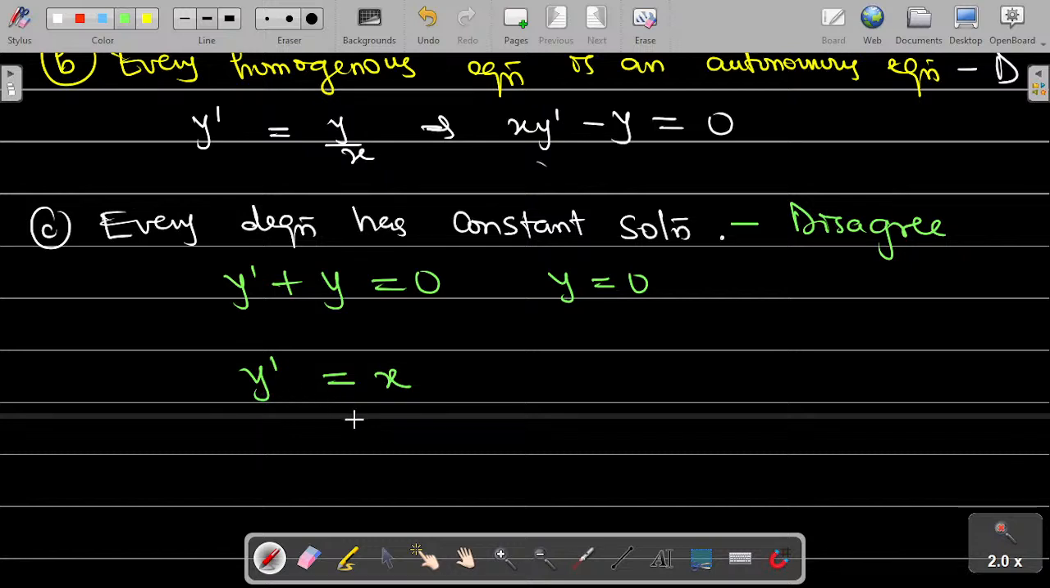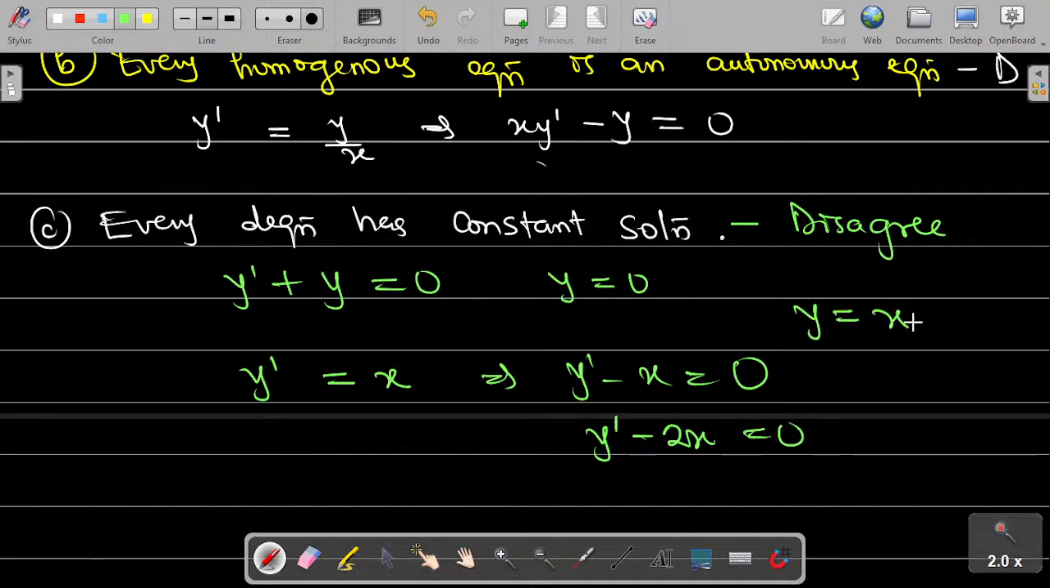You can write this as y prime minus x equal to 0, and this is a very beautiful differential equation, and it has no constant solution. In fact, you can talk about y prime minus 2x equal to 0. The solution of this is something of this nature, y equal to x squared. Of course, instead of x squared, you can have x squared plus b, where b is a constant. Any of these will form a solution for this equation.